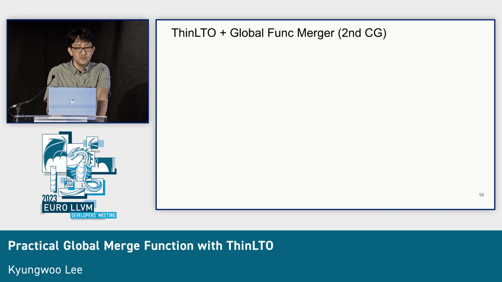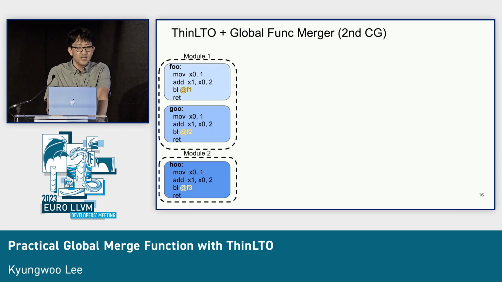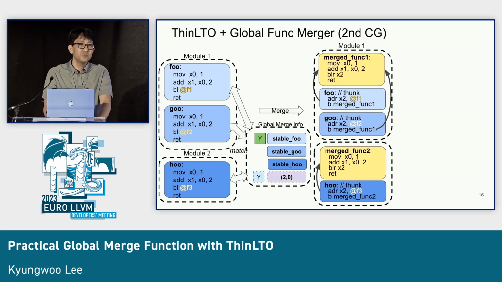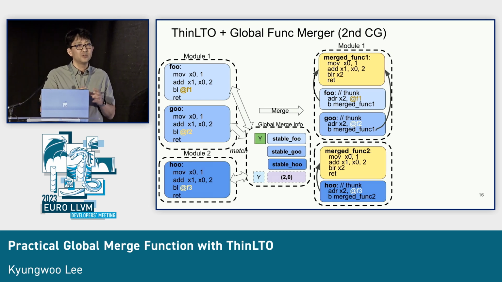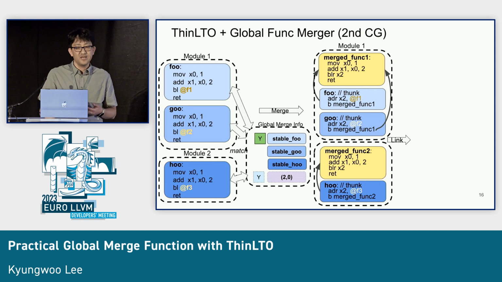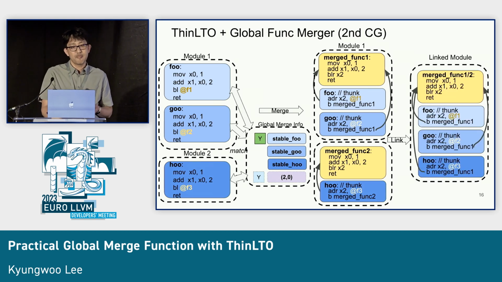Continuing with the same example during the second codegen, now we have the global merge info matching against the IR. And as I said, the decision is made individually within each module. So we create the unique merge function within each module, module 1 and module 2. If they end up being the same identical function, they will be folded by the linker, like this.